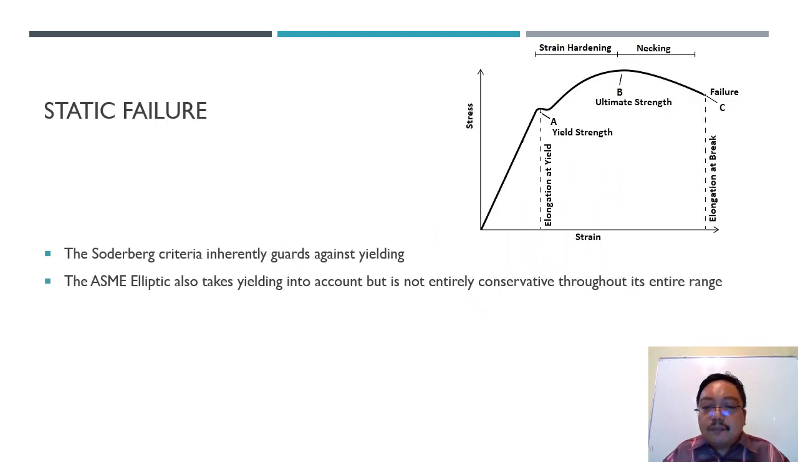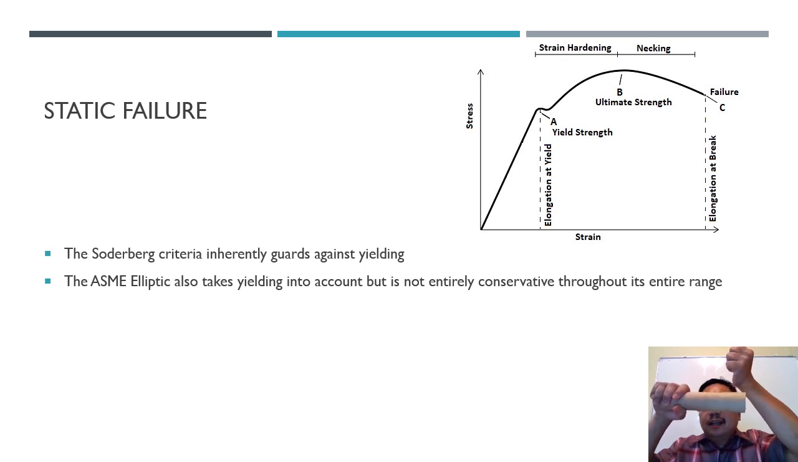What is a static failure? Static failure means that the shaft is static. No rotation happens, no bending happens, no axial stress happens. The shaft fails because the load given is so high, and the shaft fails like this. This is called yielding.